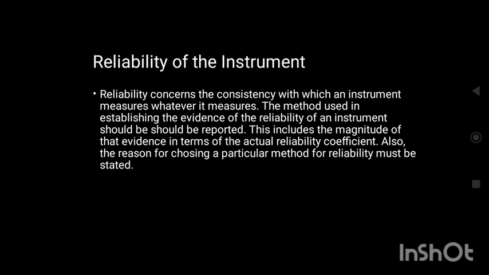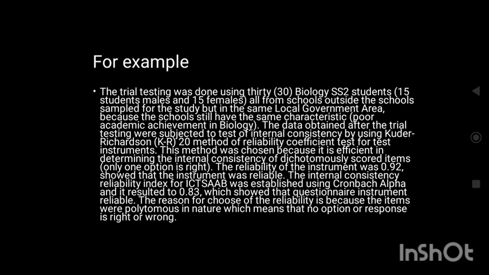So I gave an example here on how to report the reliability test. I said the trial testing was done using 30 biology students, with 15 males and 15 females, all from schools that are outside the sampled schools for the study, but in the same local government area, because the schools still have the same characteristics, which is poor academic achievement in biology. The data obtained after the trial testing were subjected to a test of internal consistency by using the Kuder-Richardson KR20 method of reliability coefficient test for the instrument.